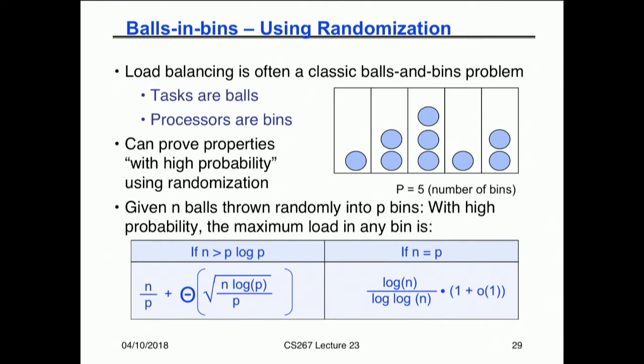And here's the basic result that we're going to rely on, which is that given n balls that are thrown randomly into p bins, with high probability the maximum load in any bin looks like this. This will be the worst case running time, which would be if n is equal to p, and this is what you'll often see people talk about, log n over log log n. For those of you who are not computer science theory, you can just ignore this factor for now. For very large numbers, this whole thing is going to look like 1. So it's going to be log n over log log n.